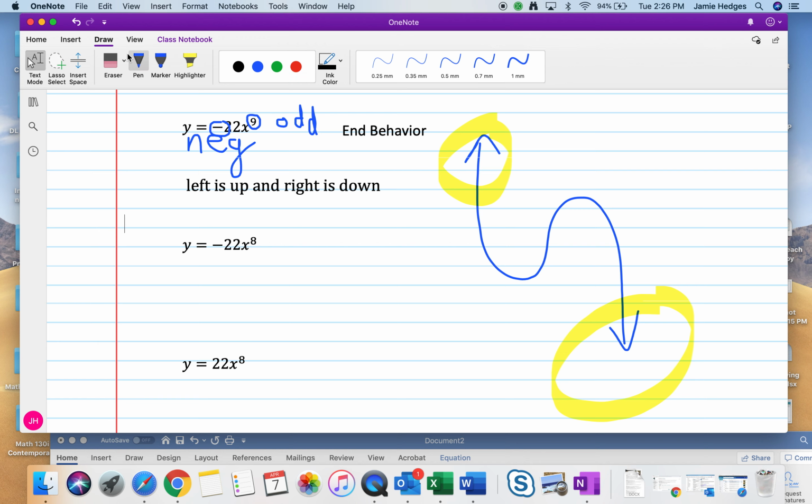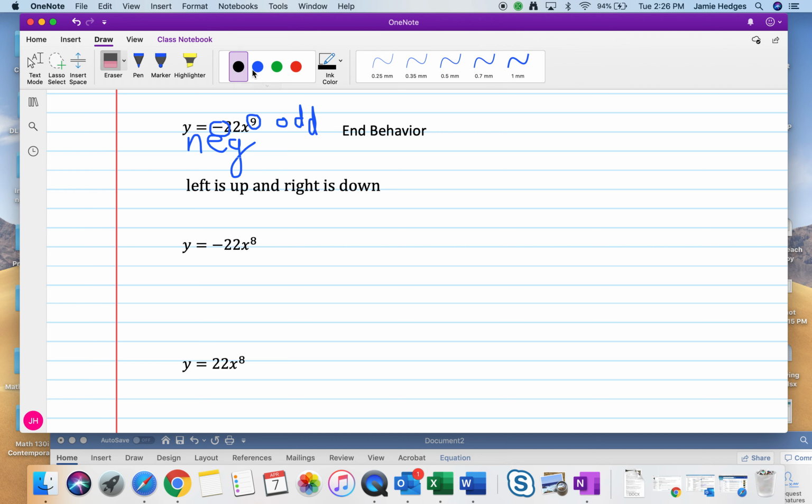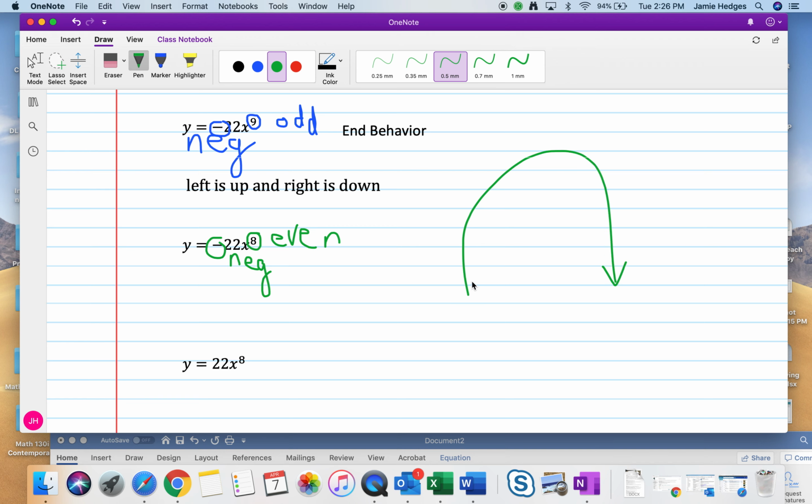So for this next problem, let me erase my guy over here. Now I've got an even number. That means that my arrows are going to be going in the same direction. They're either both up or both down. And 22 is still negative. Negative means down. So I'm going to have a graph that looks like this, both going in the same direction, and they're negative because of this guy.